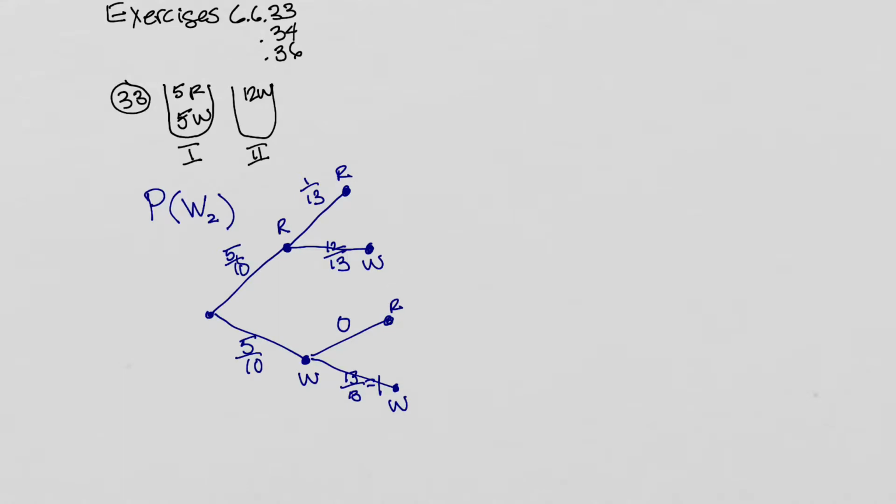So now, how can we get a white on the second? That's what we're looking for. Well, we could get it here: a red on the first and a white on the second. Or we could get a white on the first and a white on the second. That's right here. We'll mark that one. So here's our probability. It's going to be 5/10 times that 12/13, plus the 5/10 times the 1. My calculator shows me that to be 0.9615.